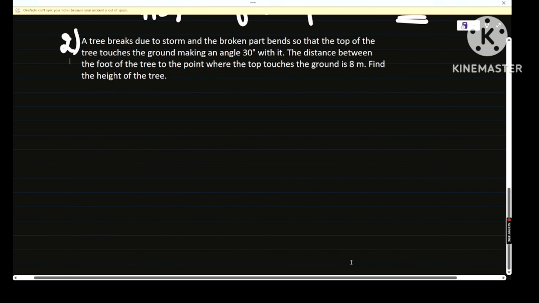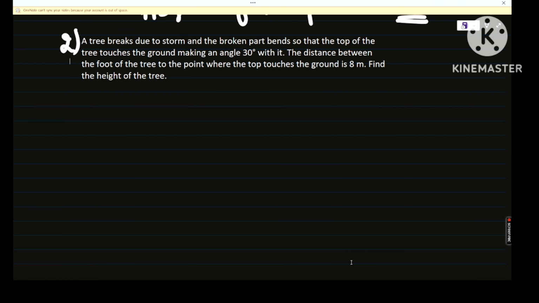Second question. A tree breaks due to a storm and the broken part bends so that the top of the tree touches the ground, making an angle of 30 degrees. The distance between the foot of the tree and the point where the top touches the ground is 8 meters. Find the height of the tree.